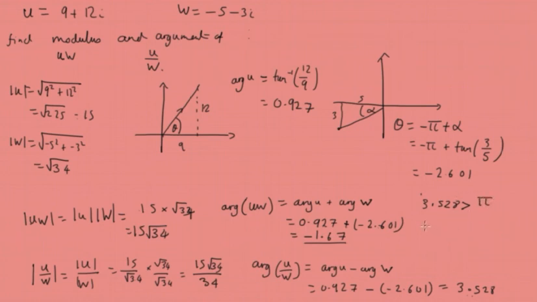So we are in the situation where this is not the principal argument. So theta is going to be minus 2 pi plus 3.528, and that comes out at minus 2.75 to 3 significant figures. So again, in radians, and you give your answer to 3 significant figures. So I hope that helps.